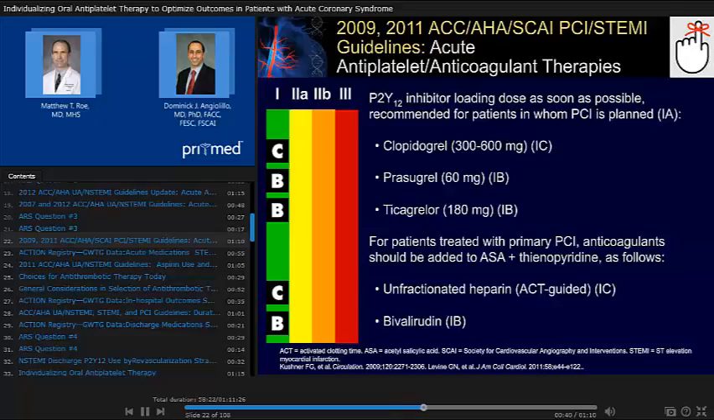It's interesting to note that none of these are 1A recommendations because, for example, clopidogrel has never been truly studied compared to placebo in the primary PCI setting, and prasugrel and ticagrelor have only each been studied in one trial, so that's why there's a 1B recommendation. And then anticoagulants are recommended as well. Again, as we said earlier, both unfractionated heparin and bivalirudin are given recommendations for use during primary PCI as shown here.